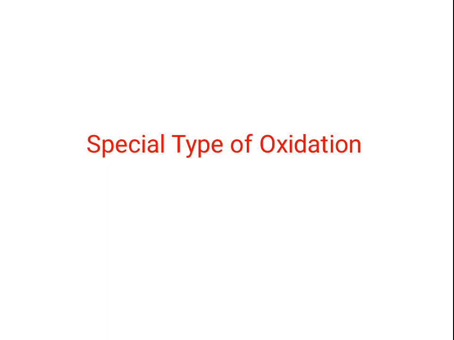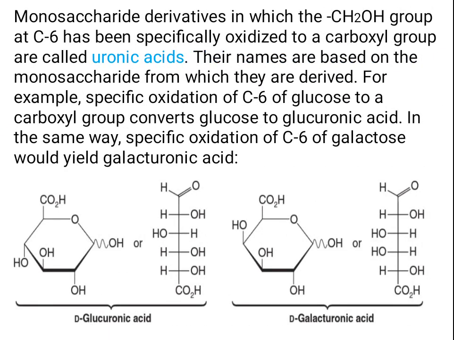Special type of oxidation. Monosaccharide derivatives in which the CH2OH group at C6 has been specifically oxidized to a carboxyl group are called uronic acids. Their names are based on the monosaccharide from which they are derived. For example, specific oxidation of C6 of glucose to a carboxyl group converts glucose to glucuronic acid. In the same way, specific oxidation of C6 of galactose would yield galacturonic acid.